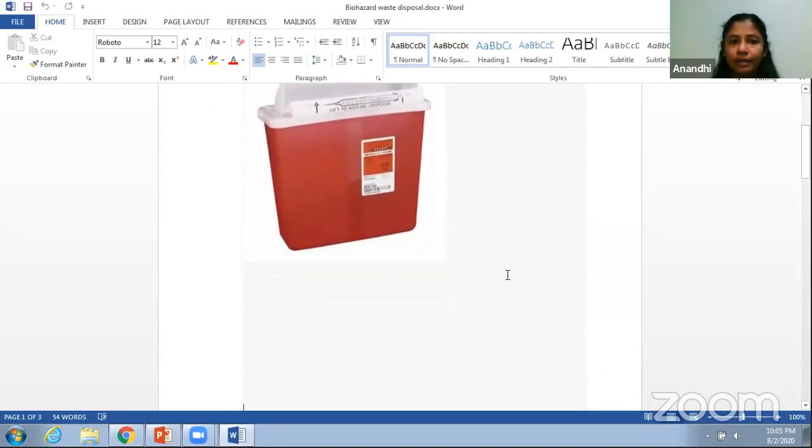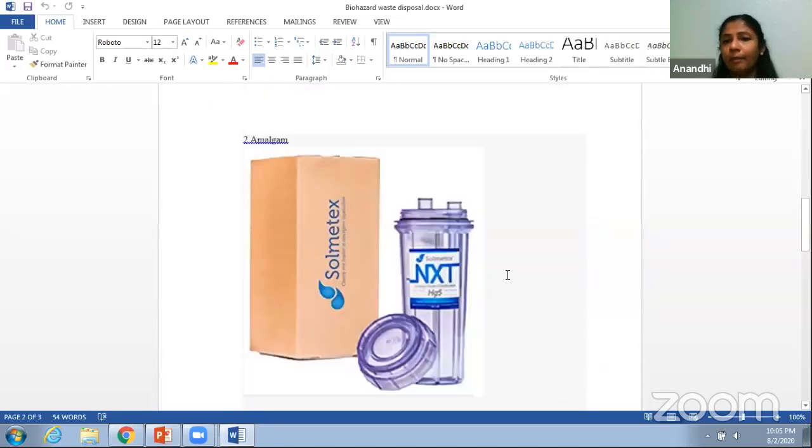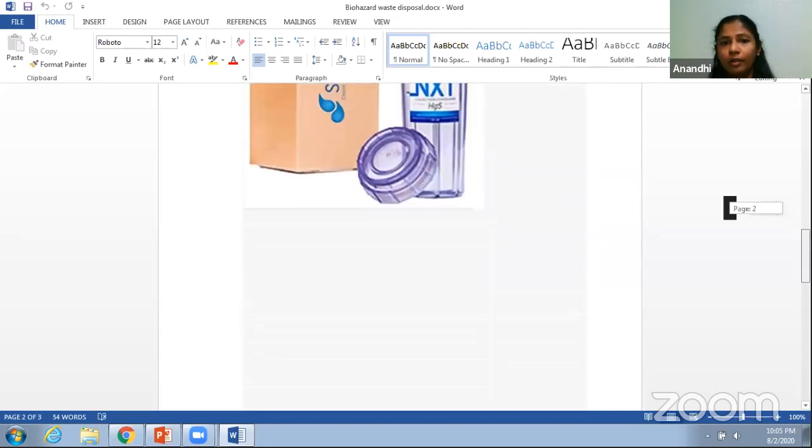And then the other waste that we generate is the old amalgam. I don't do a lot of amalgam nowadays, but whatever amalgam we take out of the mouth, we have the amalgam separator. The amalgam separator collects all the amalgam, and once it is full, we pack it up in a box and send it to a facility where they dispose of it for us. So this is the other biohazard waste we dispose of.